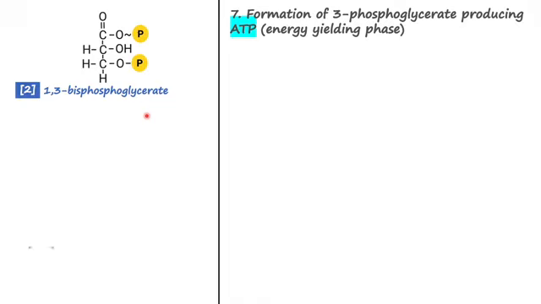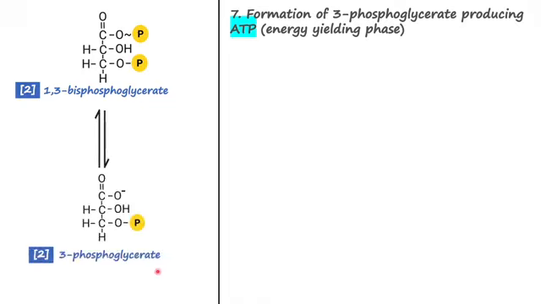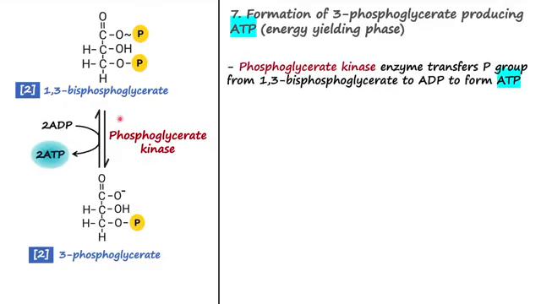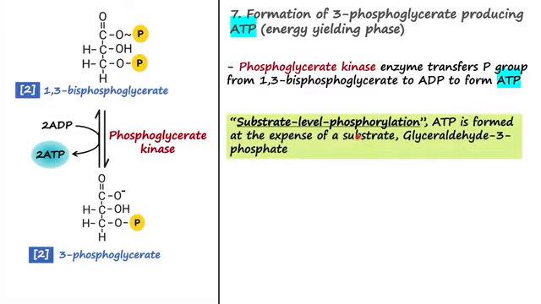Now the next reaction of glycolysis is where 1,3-bisphosphoglycerate is converted into 3-phosphoglycerate. The enzyme which catalyzes this reaction is phosphoglycerate kinase, and as the name suggests, in this case this kinase enzyme transfers the phosphate from 1,3-bisphosphoglycerate to ADP and synthesizes two molecules of ATP in this reaction. And this type of synthesizing ATP is an example of substrate level phosphorylation, where ATP is formed at the expense of a substrate, and in this case the substrate is glyceraldehyde 3-phosphate.